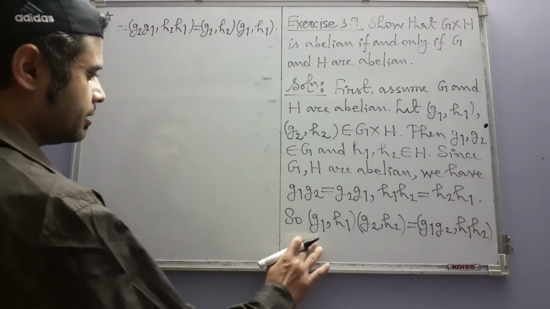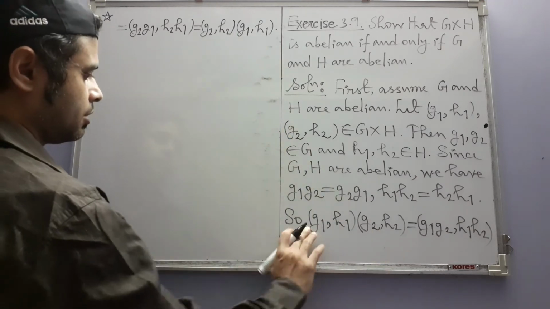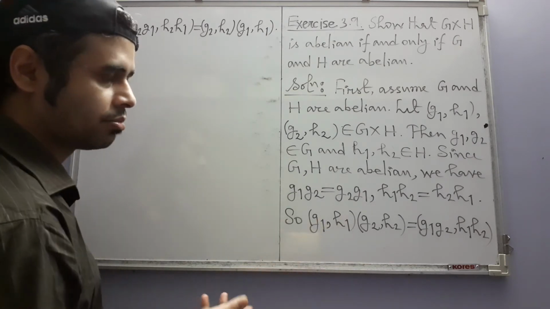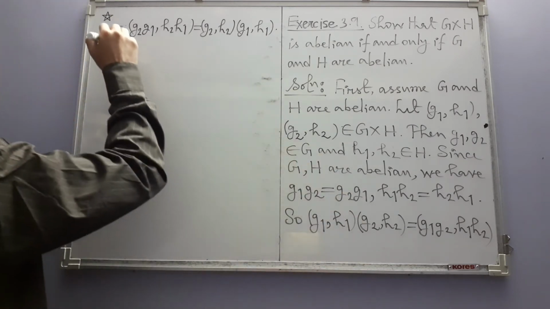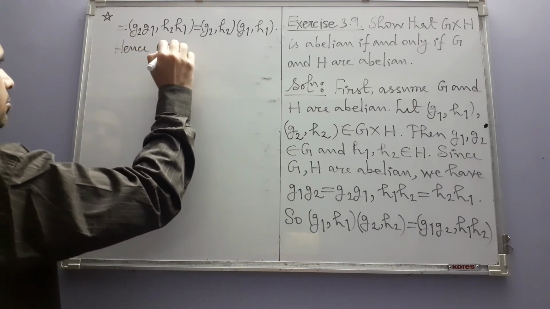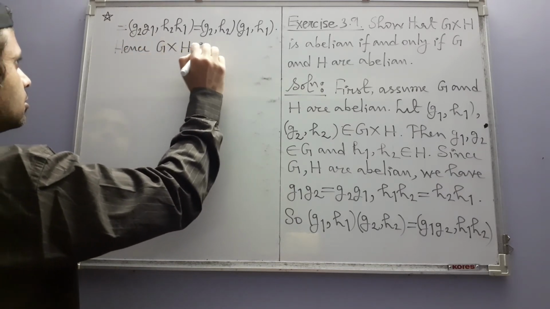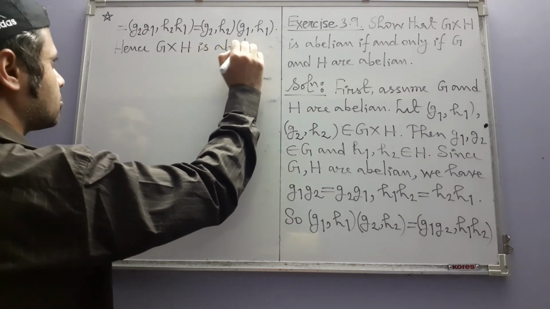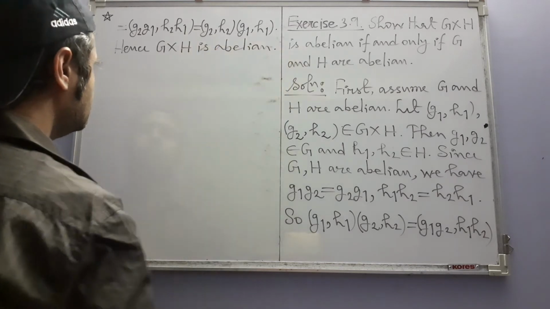So that's just it. These two elements commute. The order does not matter. You get the same answer. Hence, this is abelian.